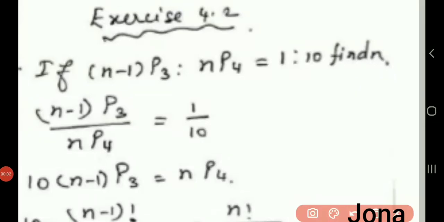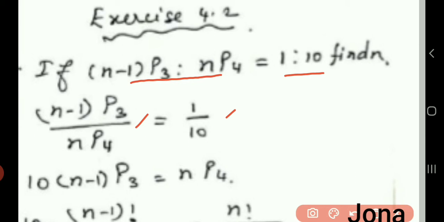Exercise 4.2, first problem. If (n minus 1)P3 is to nP4 equal to 1 is to 10, find n. Here the ratio (n minus 1)P3 is to nP4 is given as 1 is to 10. So we can write this ratio as a fraction: (n minus 1)P3 divided by nP4 equal to 1 by 10.